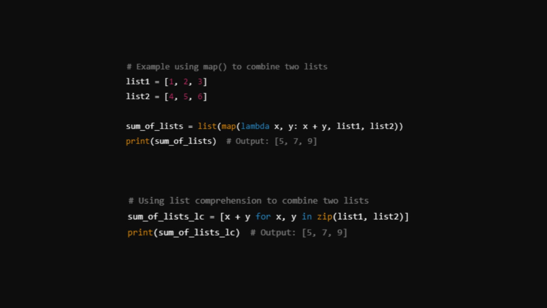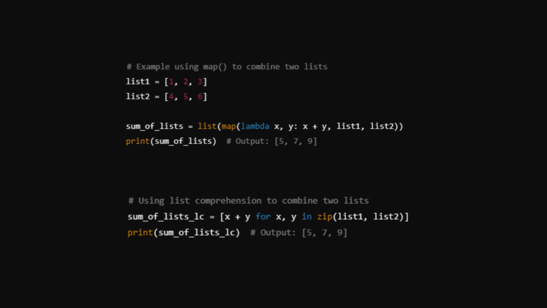On the other hand, the map function is useful when you already have a named function that you want to reuse, or when you need to apply transformations to more than one iterable. For example, let's combine two lists element-wise. In this case, we use the map function with a lambda function to add elements from two lists together. The map function is a great option when you're working with multiple iterables or want to apply the same transformation across them.